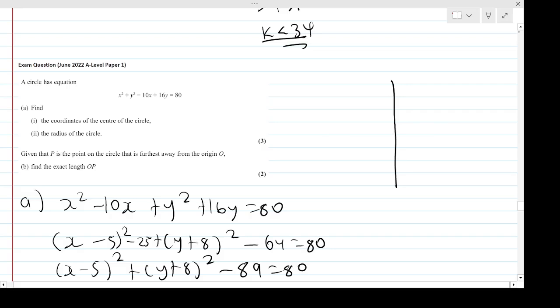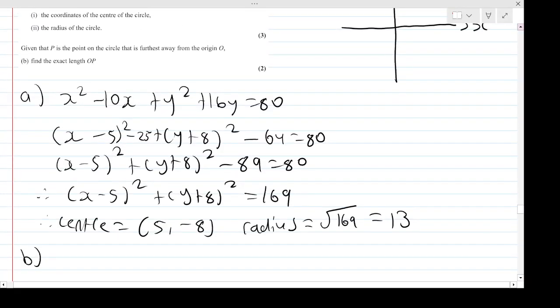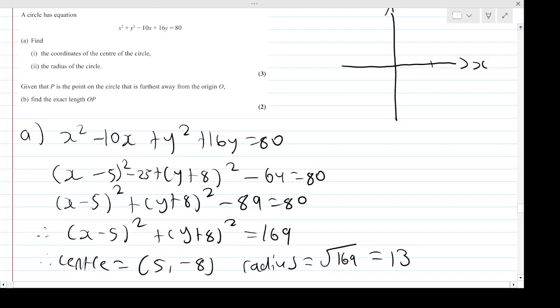Oh, awkward circle. Awkward axis even. X, Y. So for our circle, then, the centre is at 5, minus 8. So 5 is, say, there. Minus 8 will be down there somewhere, right? Now, the radius is 13.